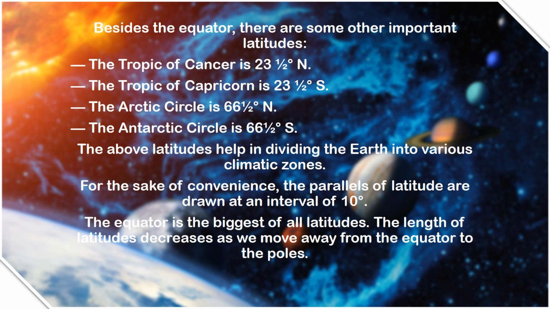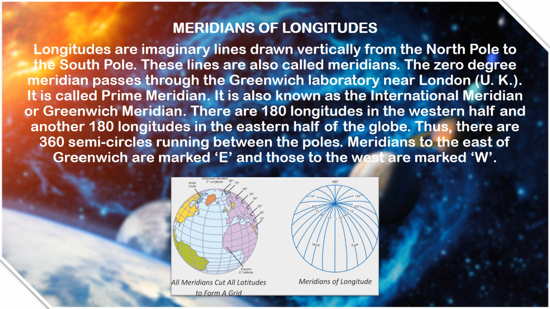Meridians of longitudes. Longitudes are imaginary lines drawn vertically from the North Pole to the South Pole. These lines are also called meridians. The 0-degree meridian passes through the Greenwich Observatory near London, UK. It is called the prime meridian. It is also known as the International Meridian or Greenwich Meridian.